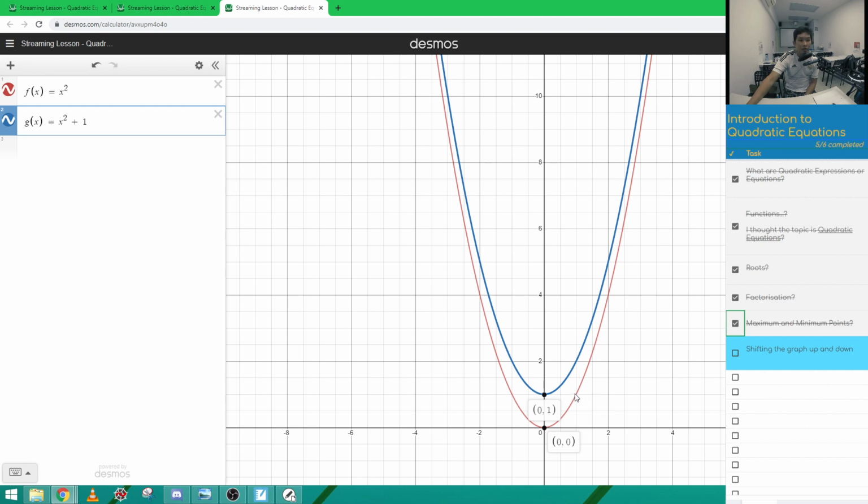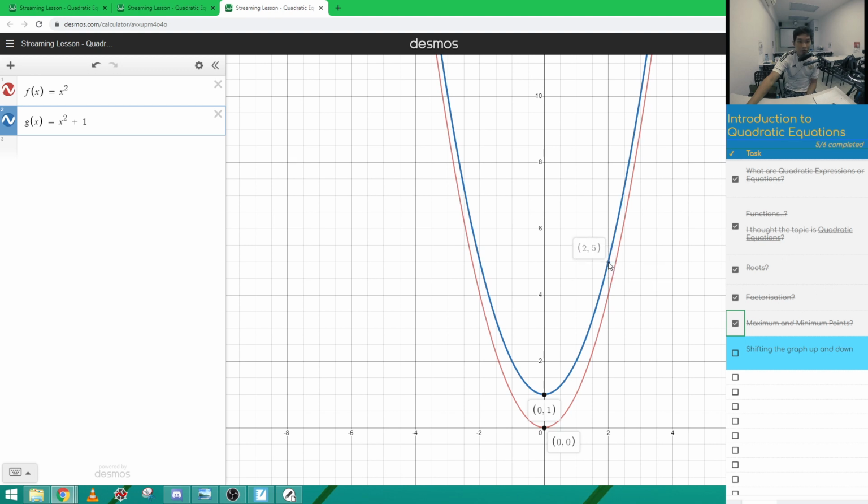Now let's look at the next point when x equals 1. Sorry, let me just find 1. This is tricky. When x equals 1, y equals 1 on the red graph. So if the blue graph has to be 1 above, then when x equals 1, y has to equal 2. And we have that. And if I look at 2, when x equals 2, y equals 4, and this is x equals 2, y equals 5.